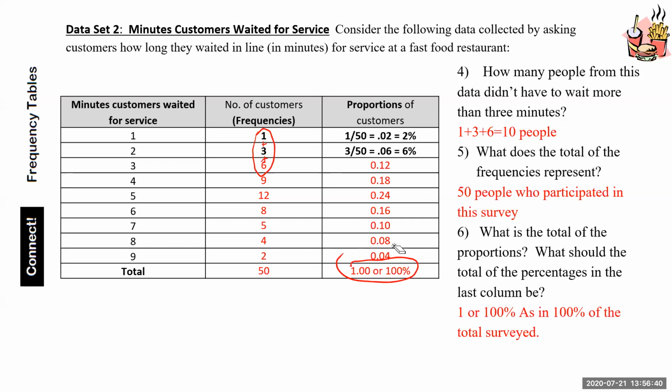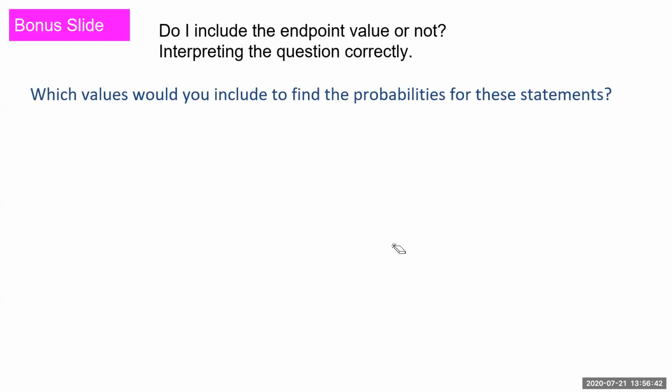All right. So here is the information I promised to give you. This is a bonus slide. Do I include the endpoint value or not? So we want to look at interpreting the question correctly. Now, what values would you include to find the probabilities for these statements?